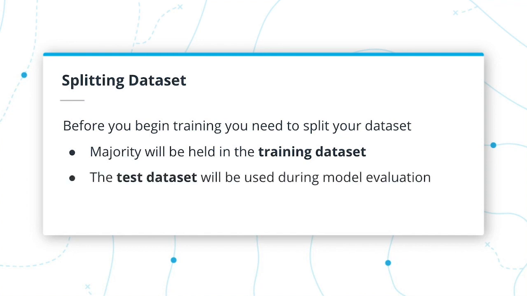There's also a test dataset. This is the data that the model hasn't seen during training. It's used during the model evaluation stage. It helps you see how well your model will generalize to new data. As you learn more about machine learning, there are additional components, such as validation data. Those are outside the scope of this lesson, but just keep them in mind.